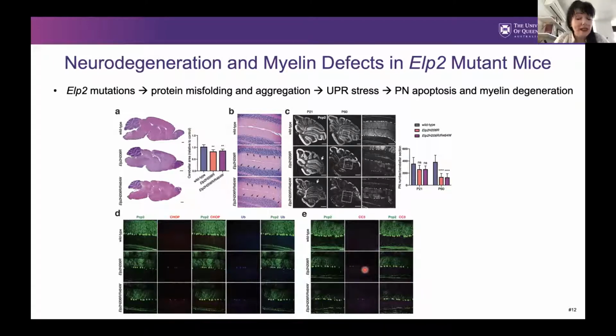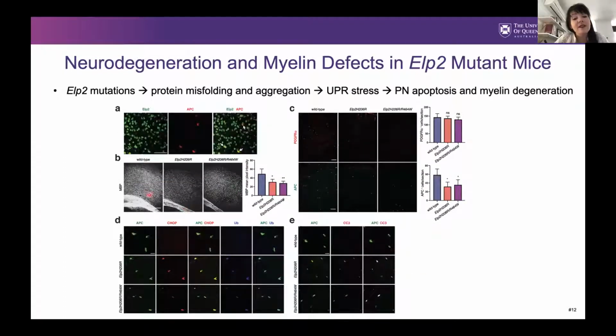Interestingly, when we analyzed myelin, because there is a myelin defect, not only in the patients, as I showed you on MRI images, but also the tractography analysis showed this aberrant organization of white matter tracts, pointing to some myelin defects likely. We did see that there is a reduction in myelin in the mutant mice. Based on immunofluorescence, we found that this is due to defects in mature oligodendrocytes rather than the progenitor cells. And the mechanism is quite similar to the Purkinje neurons.